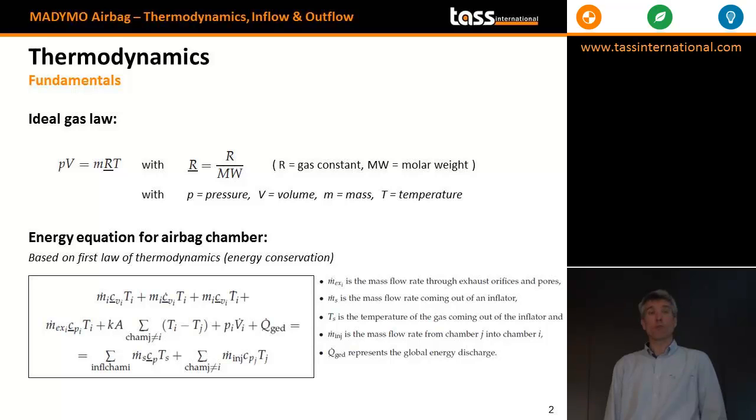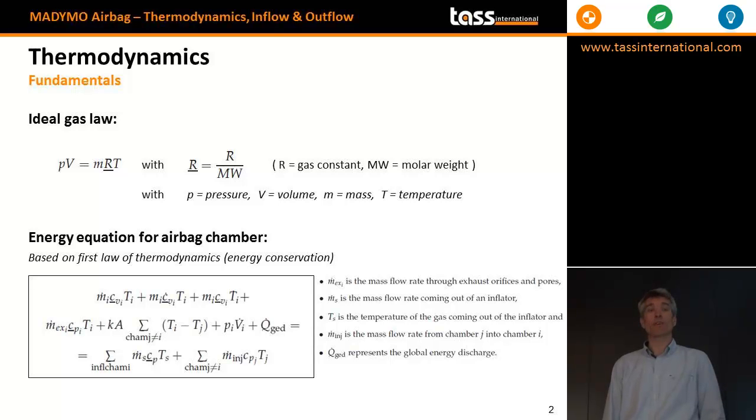Probably from high school you remember the ideal gas law. Pressure times volume is equal to the mass times the gas constant times the temperature. For airbags this is valid. Only if you get into extreme pressures this ideal gas law is not applicable anymore. So the ideal gas law is the basis for uniform pressure and as well gas flow calculations.